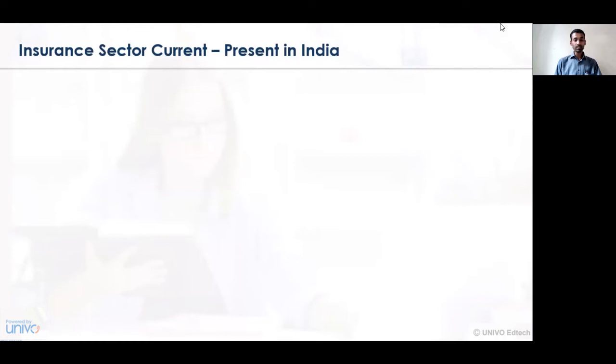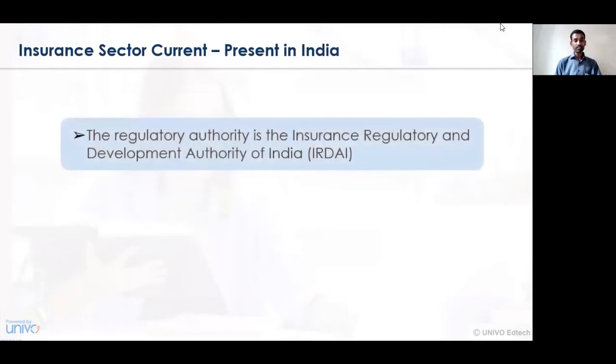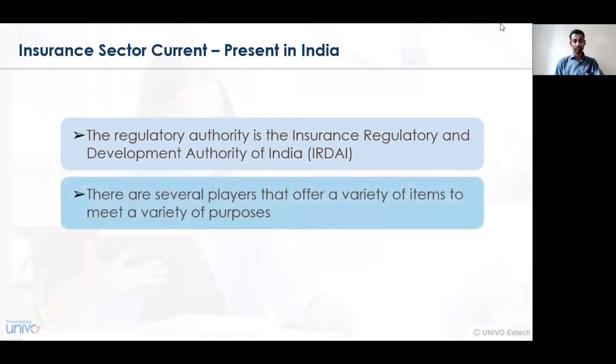Now, the current or present scenario in India. The insurance industry is regulated and governed by the guidelines provided by IRDAI, that is, the Insurance Regulatory and Development Authority of India. It acts as the prime and supreme regulatory authority, and it conducts business transactions and operates the modes of business in an effective manner.